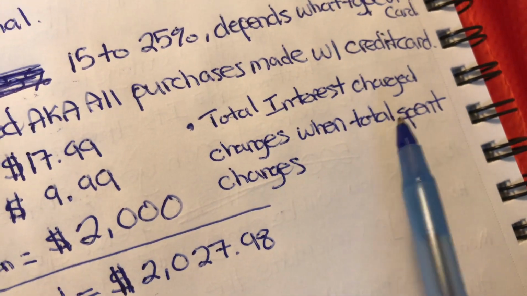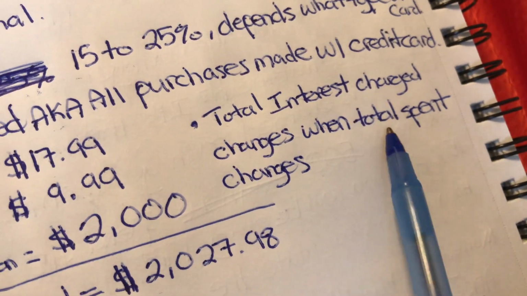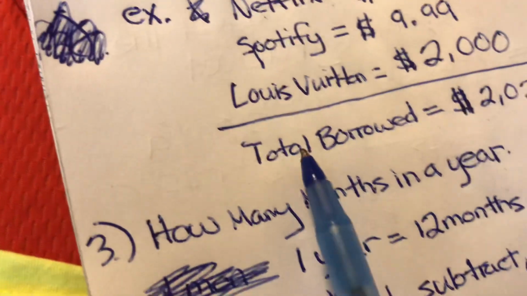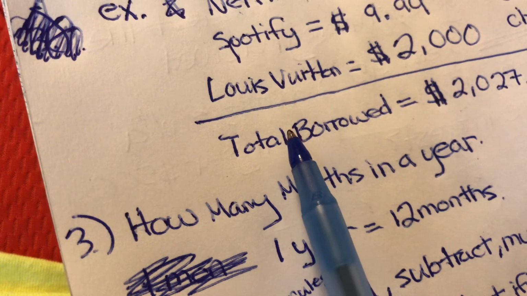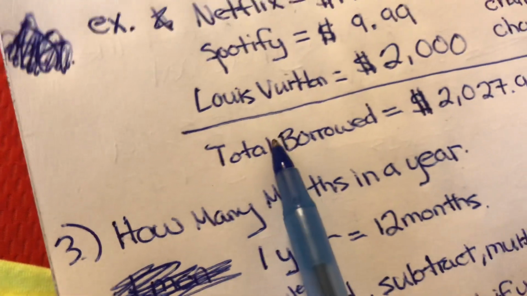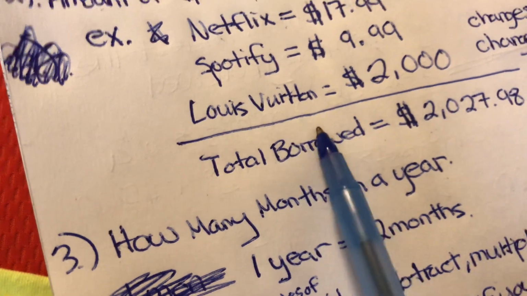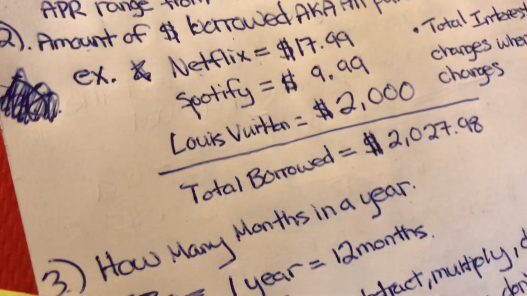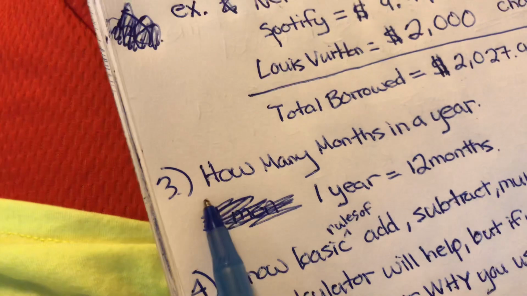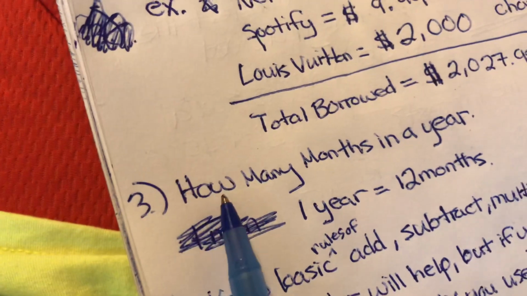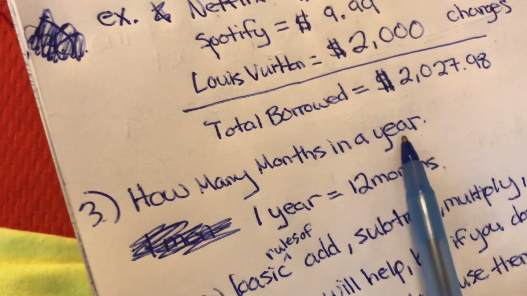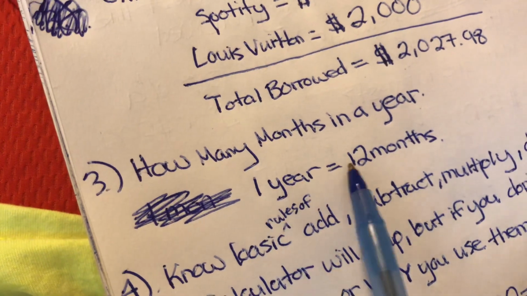Total spent on your credit card can also be called total borrowed because the money's not yours. You're borrowing money from the lender to make purchases. So it's the same thing. Number three, how many months in a year? 1 year equals 12 months.